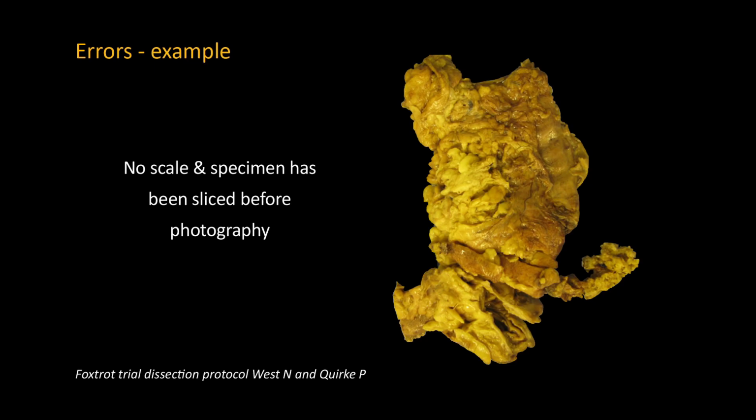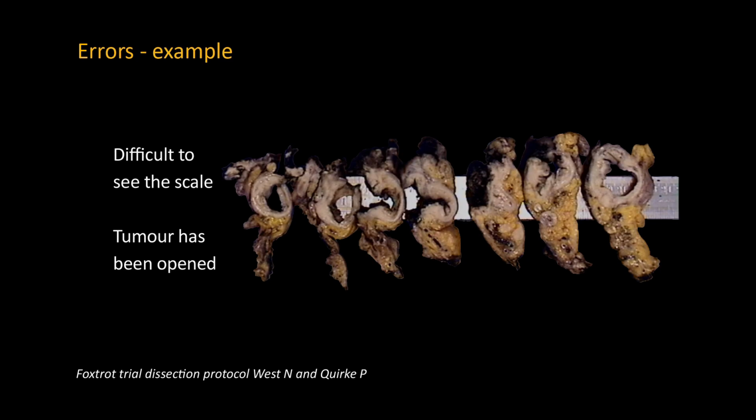These are some examples of errors of specimens. Here we have no scale, and the specimen's been sliced before photography and reconstituted. Now that distorts the specimen and means it's of little value. Here the scale is almost impossible to see, and the tumour has actually been opened as well here. So from that point of view, disrupting the anterior surface and making sampling of the anterior paracolic gutters very difficult.